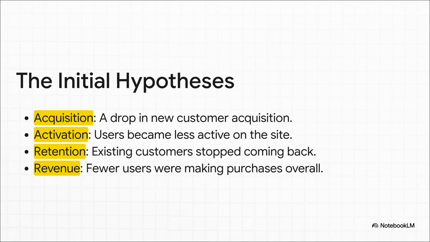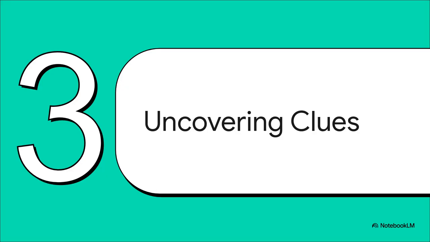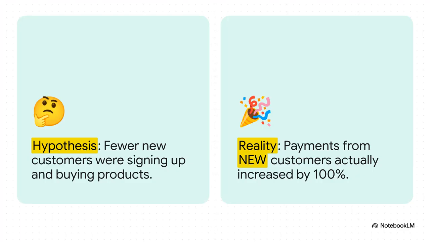So, using that framework, the analyst came up with 4 primary hypotheses. You can think of these as the 4 most likely culprits for the crisis. The plan was to start testing each one of these against the hard data. So, the investigation kicked off with the most obvious suspect, a sudden drop in new customers. I mean, it's the simplest explanation, right? But the very first clue the data turned up, well, it led to a major, and I mean major, plot twist.